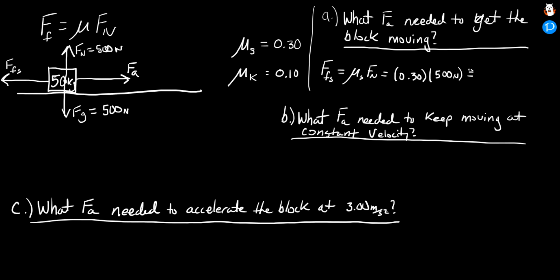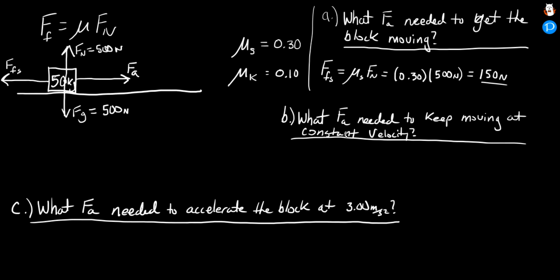And so 500 times 0.3, let me plug that into my calculator real quick, is going to be 150. So that means your force applied just to get the block moving would have to be at least 150 newtons. Because 150 newtons is the force of static friction pulling this way, your force applied would at the very least have to be 150 newtons, probably a little more than that, but that's going to be the minimum to get the block to break free from that force of static friction, and then it would get the block moving.